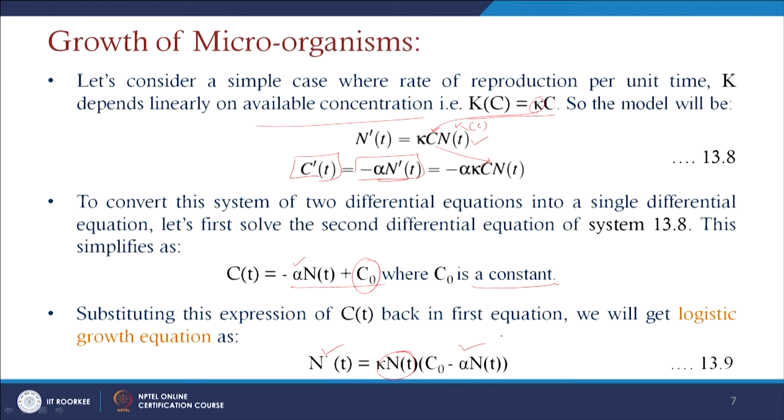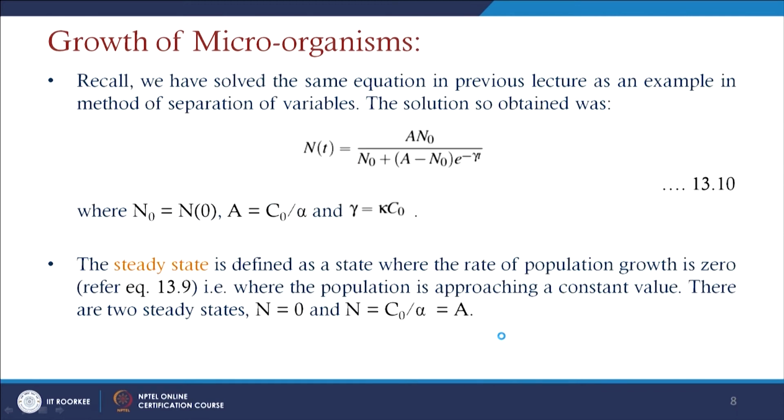And if we proceed further, we can find that the final solution of this equation is in the form of n of t equals a n 0 by n 0 plus (a minus n 0) e to the power minus gamma t.